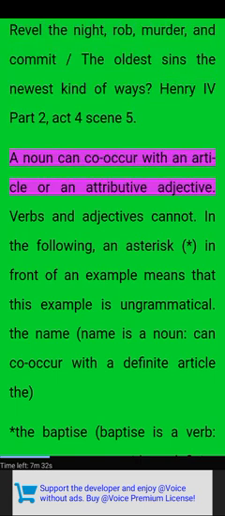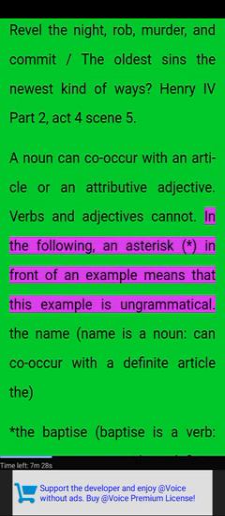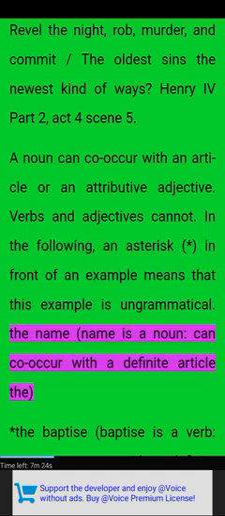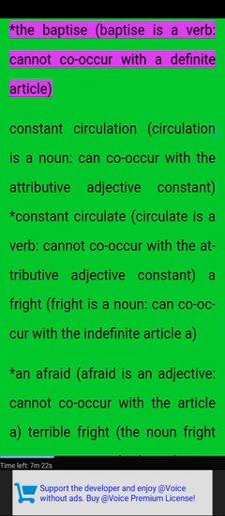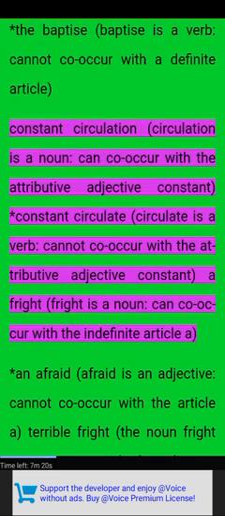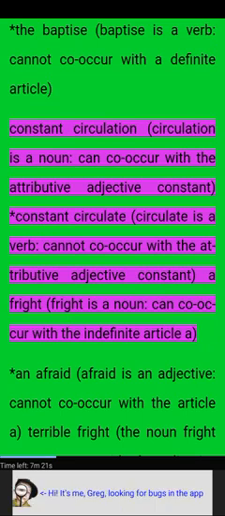A noun can co-occur with an article or an attributive adjective. Verbs and adjectives cannot. In the following, an asterisk in front of an example means that this example is ungrammatical. The name is a noun, can co-occur with a definite article. The baptize is a verb, cannot co-occur with a definite article. Constant circulation is a noun, can co-occur with the attributive adjective constant. Constant circulate is a verb, cannot co-occur with the attributive adjective constant. A fright is a noun, can co-occur with the indefinite article a.